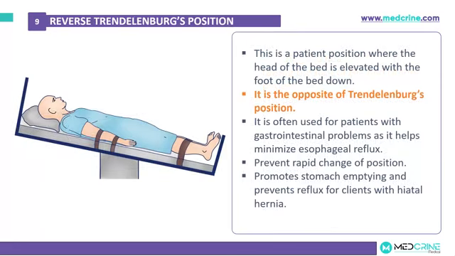Then we have the reverse Trendelenburg's position. A reverse Trendelenburg's position is a patient position whereby the head of the bed is elevated with the foot of the bed down. This is the opposite of Trendelenburg position. This position is often used in patients with gastrointestinal problems and helps to minimize cases of esophageal reflux. It prevents rapid change of positions and promotes stomach emptying and prevents reflux for patients who have hiatal hernia.